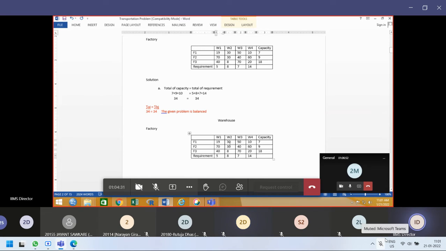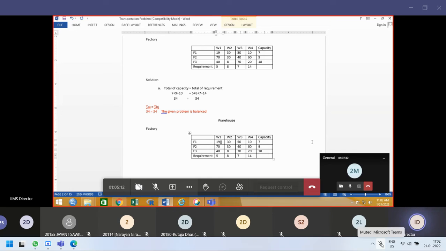Select the first row, that is first element, 19, and here we have to allocate. How much to be allocated? Here we have to allocate now either capacity or requirement. Capacity is 7 and requirement is 5. How much can I allocate here? 5, requirement. Requirement 5 I can allocate.